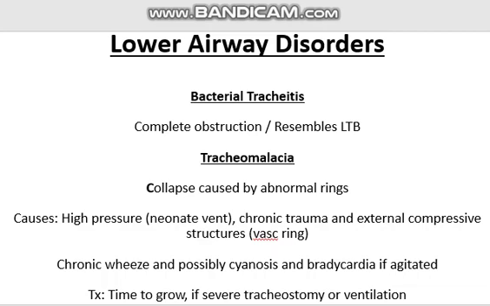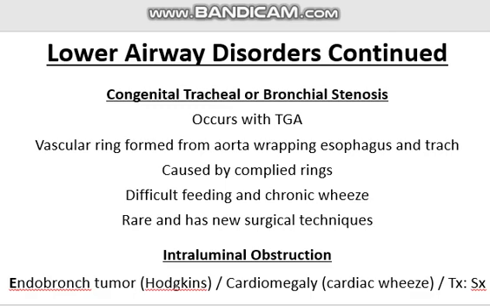Signs include a chronic wheeze and possibly cyanosis and bradycardia if agitated. Treatment is time to grow and, if severe, a tracheostomy or ventilation. Lower airway disorders continued. Congenital tracheal or bronchial stenosis occurs with TGA. A vascular ring is formed from the aorta wrapping the esophagus and trachea.